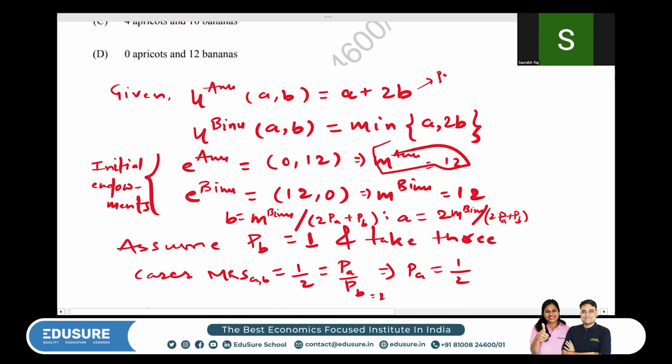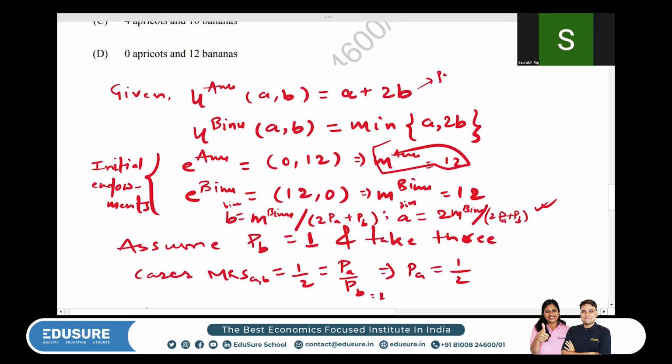We want B of Binu and A of Binu, that is, the optimal amount of banana and the optimal amount of apricot for Binu. The formula used is this only. This is simple. If you optimize it normally, or use the certain condition for a perfect complement, you will easily get this value.